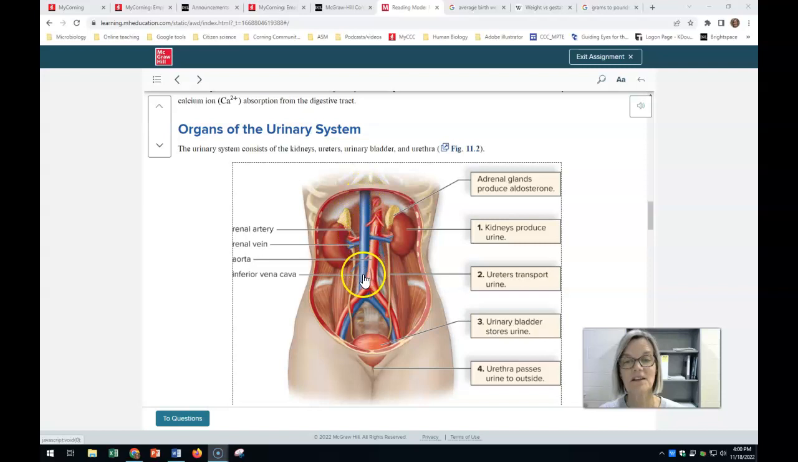Remember the biggest vein in the body, the vena cava, and the biggest artery in the body, the aorta. We looked at them with the heart, but they go all the way down into the abdominal cavity where the kidneys are located. So here's the vena cava and the aorta. And branching off of them, we see what we call the renal vein and the renal artery. When you hear those words renal, you're talking about kidneys. So the kidneys are attached directly to the aorta and the vena cava.